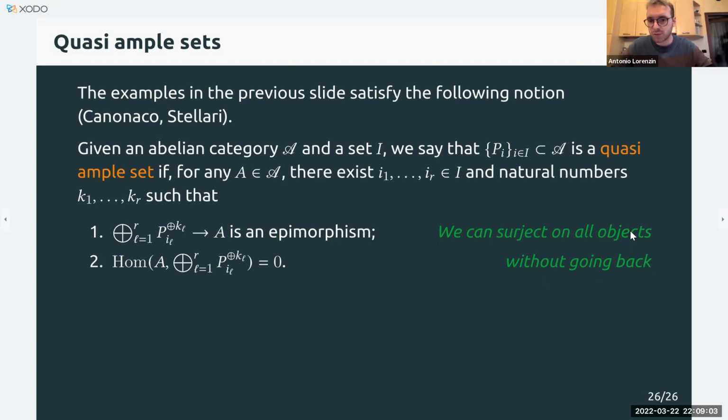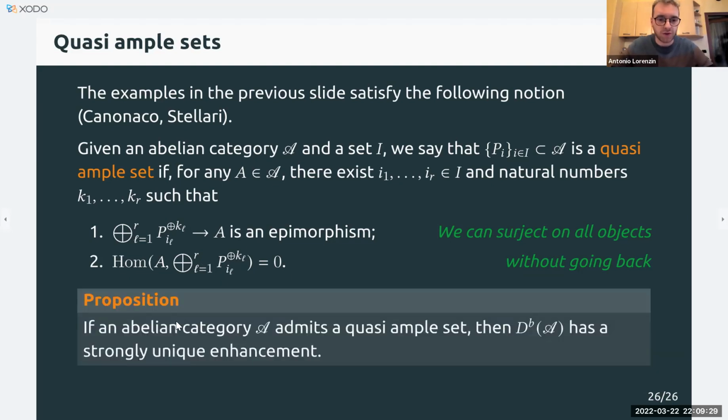And well, the first property holds in many cases, but the other one, condition 2, is very hard to understand and to prove. And I should say it's the one giving problems. But we need both in order to prove that if an abelian category A admits a quasi-ample set, then we have the bounded derived category of A has a strongly unique enhancement.